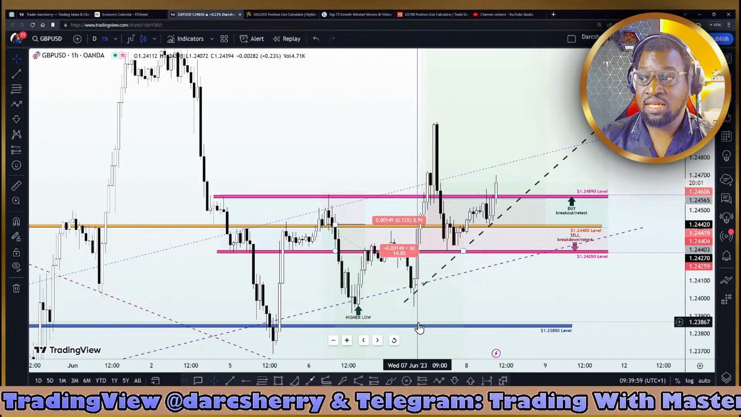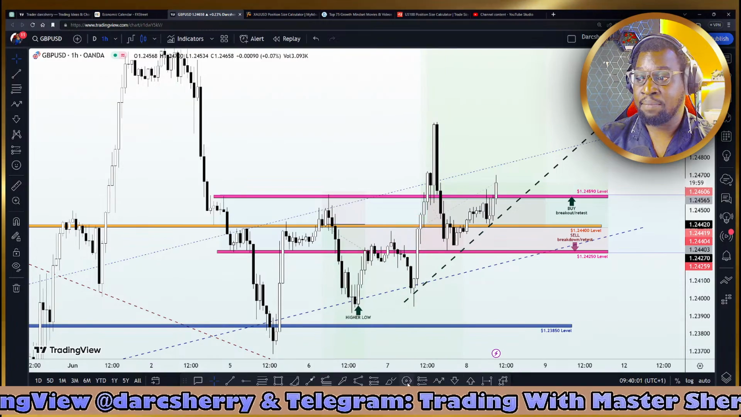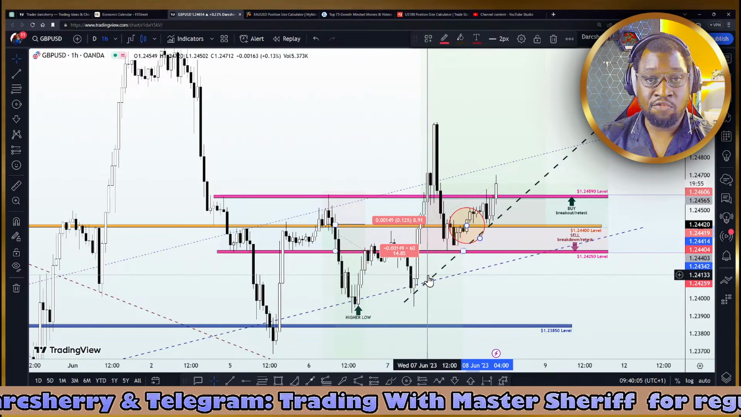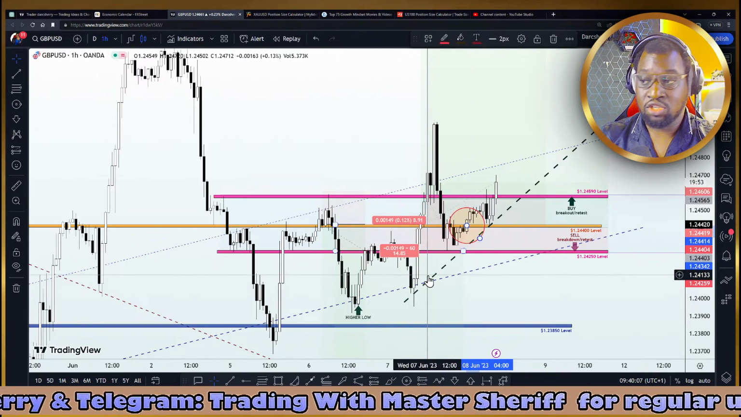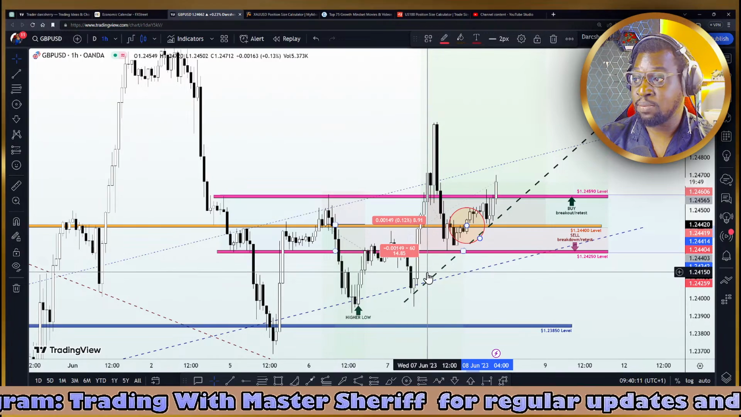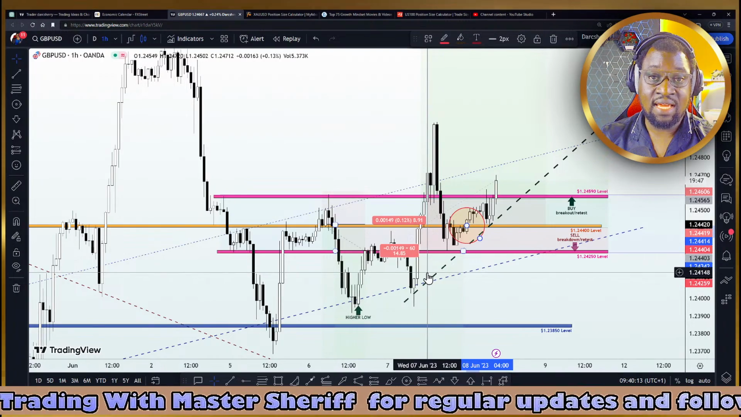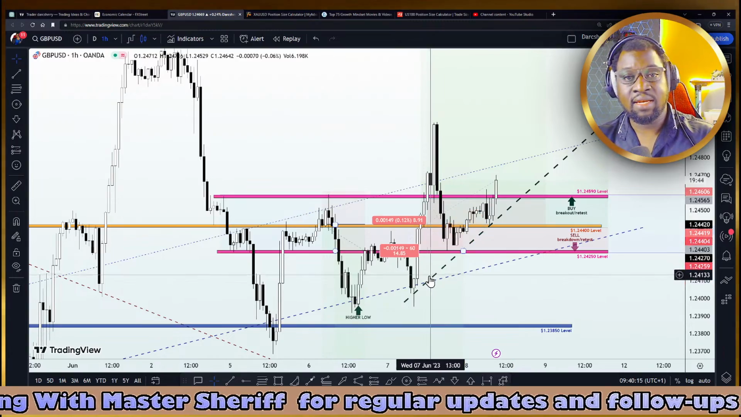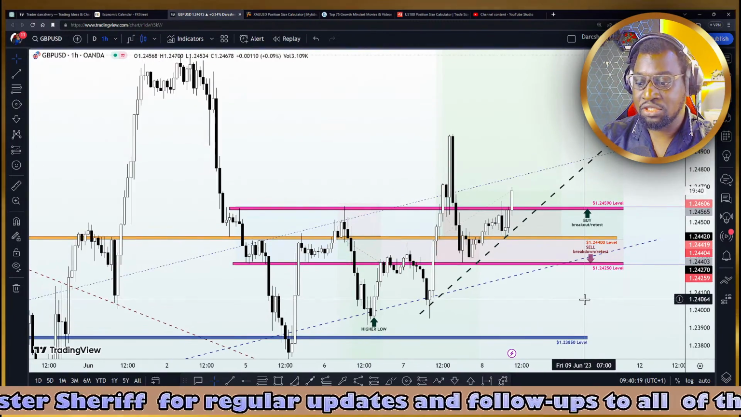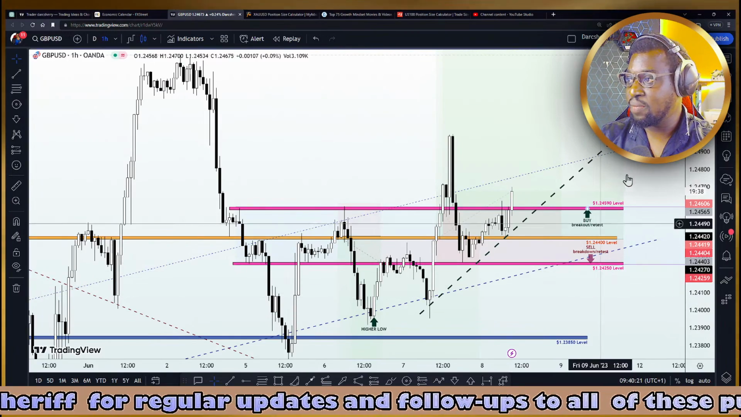Now, I also want to state here that for those who had bought above the key level here, if you had bought above the 1.2440 level, I want you to move your stop loss right now to your entry point, secure that position while we wait and see how price action plays out in the next couple of hours. So I wish you best of luck on that one. If you have questions, feel free to let me know in the comment section.